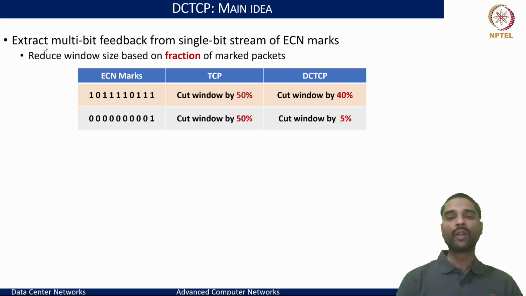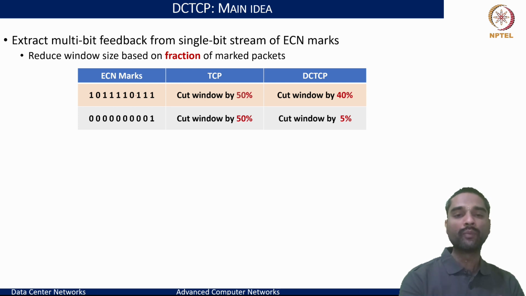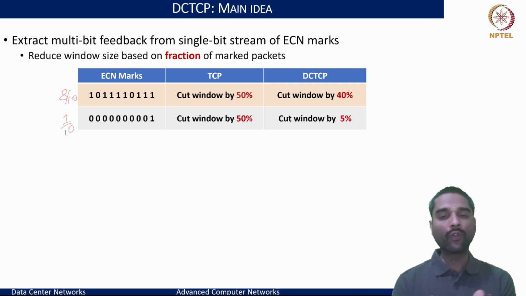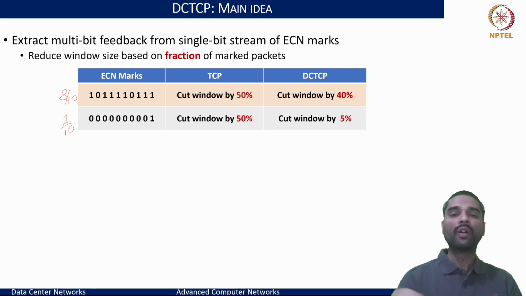To put it in perspective, say 10 packets were sent in a given round trip time, and on the sender side, it sees that of the 10 packets it sent, 8 were marked with ECN. Then you would want to react differently, as opposed to if there was only 1 packet out of 10 marked with ECN. And with default ECN and TCP, in either of the cases it would cut down the window by 50%.